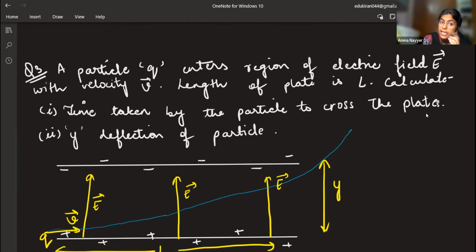In the second part, it is asking for deflection. It means if this was moving, it must have deflected. So this perpendicular separation is what it is specially asking us. Now what do we have to do? Write all the details regarding the y-axis.